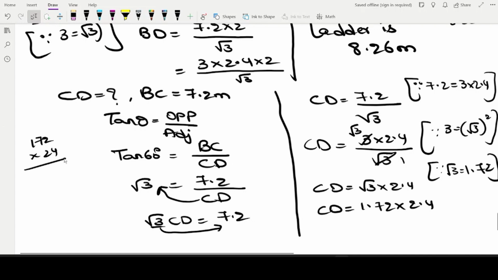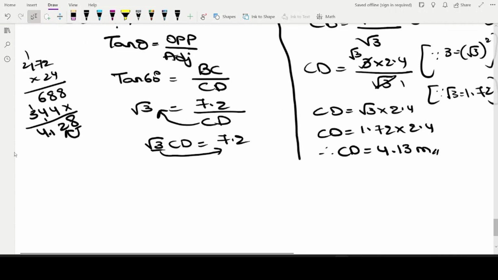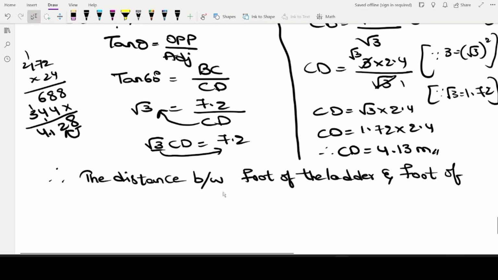172 into 24. 4 twos are 8, 4 sevens are 28, and so on. So this becomes 8, 12, 11, 4. So the point after one number and after two numbers, 1 plus 2 is 3. So this becomes 4.128. So therefore CD equals 4.1. You can write it as, the number is greater than 5, so a number will be added to the previous number. This becomes 4.13 meters. So therefore the distance between the foot of the ladder and the foot of the tower is 4.13 meters.